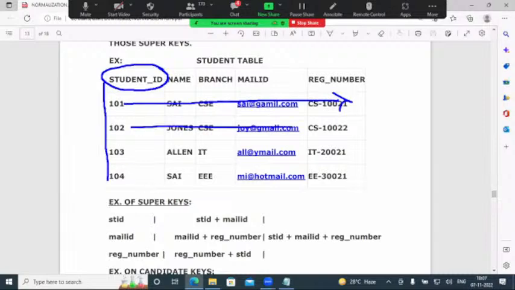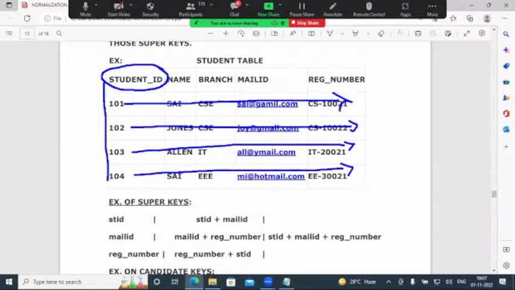Second row identified with 102. Third row identified with 103. Fourth row identified with 104. So that means how many rows? 4 rows. Each row, how was it identified? Any duplicates or uniques? All rows are uniquely identified. Unique means different numbers are identified. There are no duplicates. Okay?